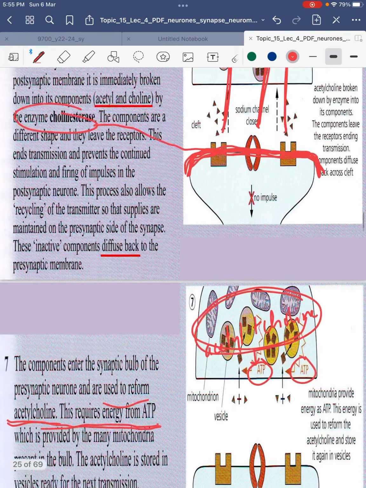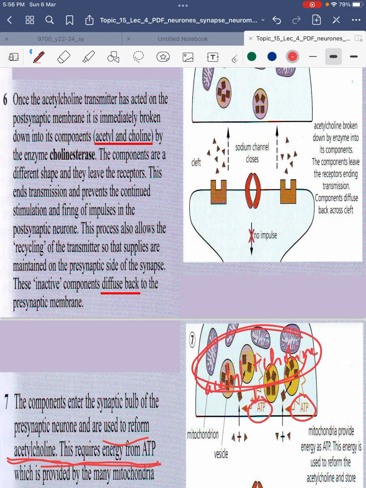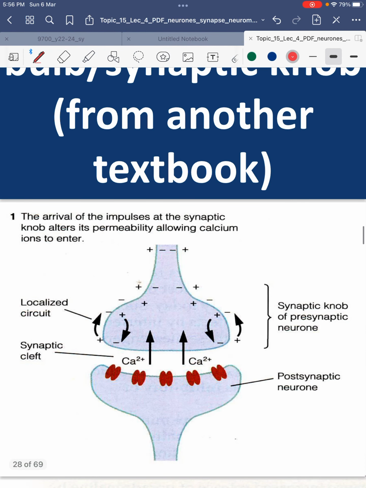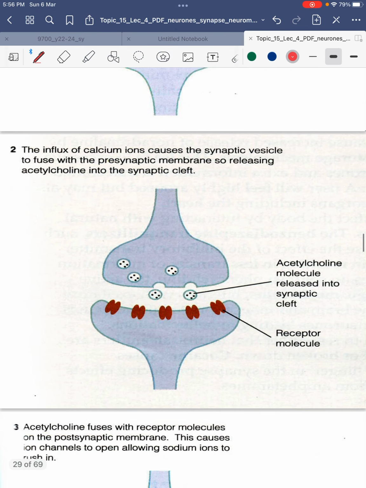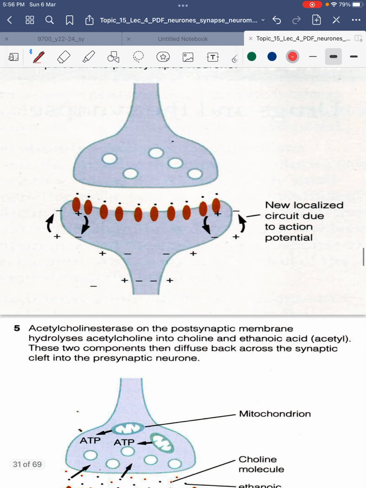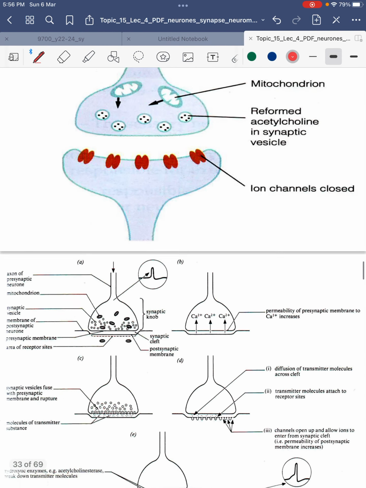Don't also forget the name of this enzyme, cholinesterase. Spelling is also very important. Cholinesterase. Okay, this is taken from a different textbook, so it's up to you if you want to look at it. I'm not going to repeat it again, so just read it in your own time.